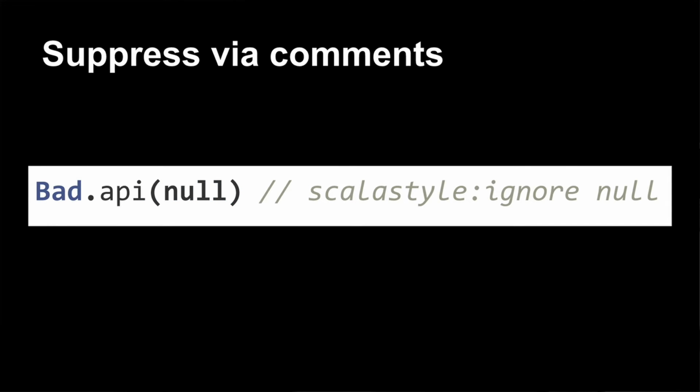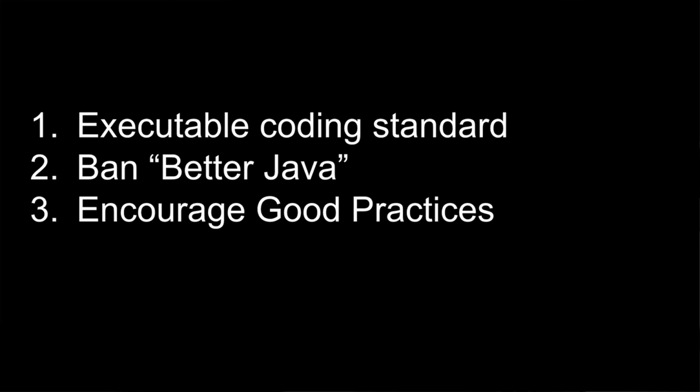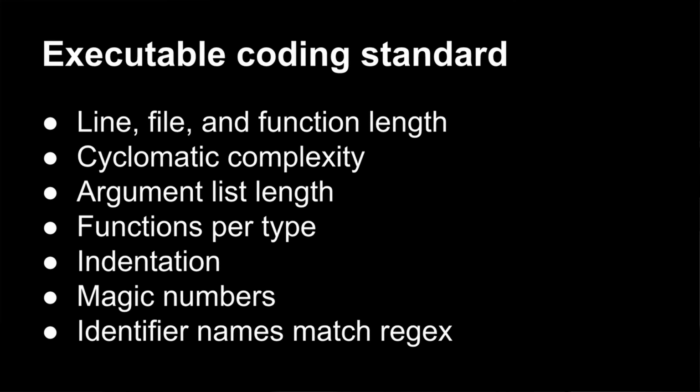It's got a more concise form that you can use to do things like this as well. If I make broad sweeping strokes about the rule set that Scala C offers, I'll go with these three. So like I say, executable coding standard, I can put caps on how long lines and files and functions can be. I can keep cyclomatic complexity down. I can limit the number of arguments to a function.